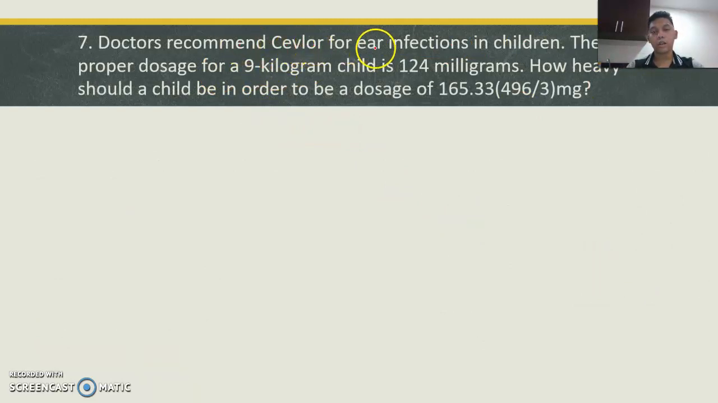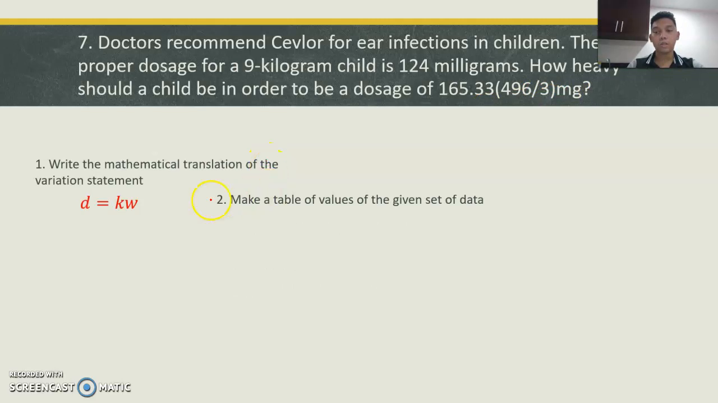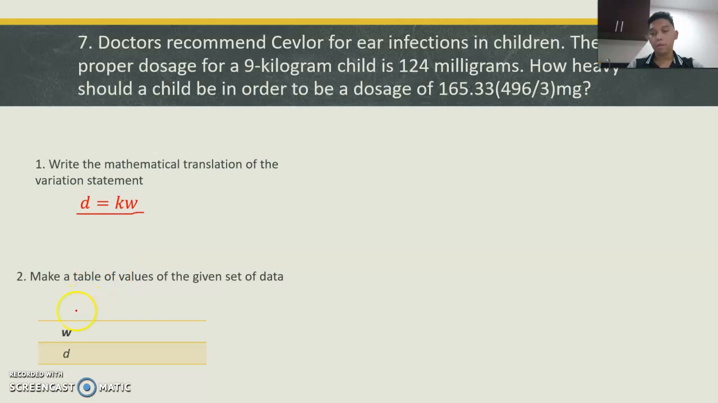Actually this is Seclor. The proper dosage for a 9 kilogram child is 124 milligrams. How heavy should a child be in order to be given a dosage of 165.33 milligrams or 496/3 milligrams? So we're going to use the same steps. Just follow the dosage and the weight. Then the table of values, weight is 9, so 124 milligrams, and then we're asking for the weight. This one is the milligrams.